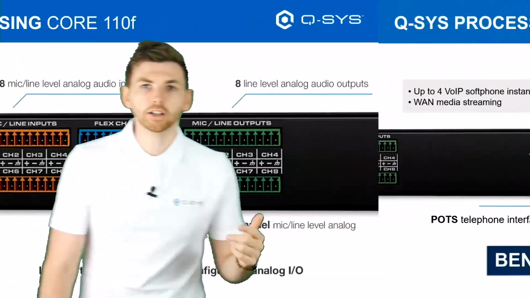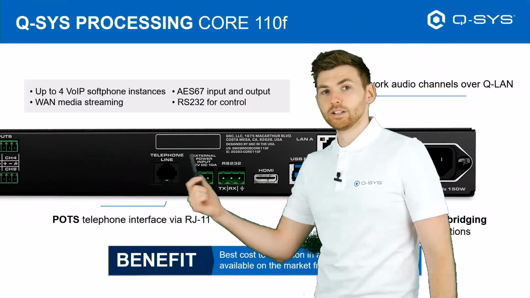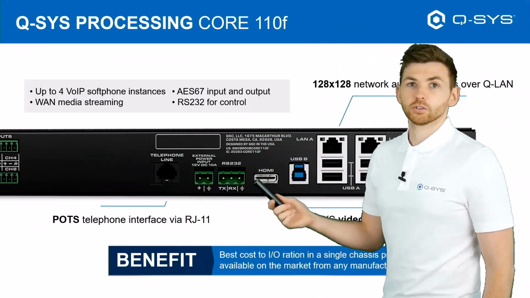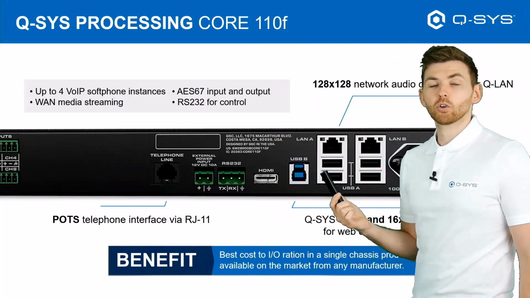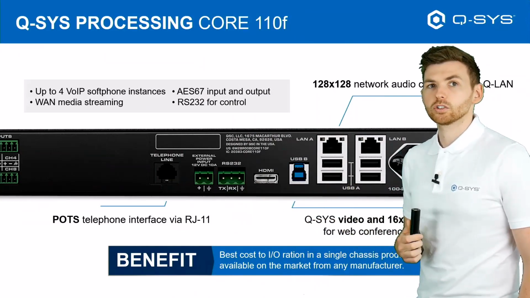Now, moving over to the other side, we've also got an analog phone line. If you need to go back in time and build a conference room, you can use that. We've also got RS-232, USB bridging, and we've got the network again. So much like the Core 8 Flex or Core Nano, serial connection, USB, and the network connections as well.